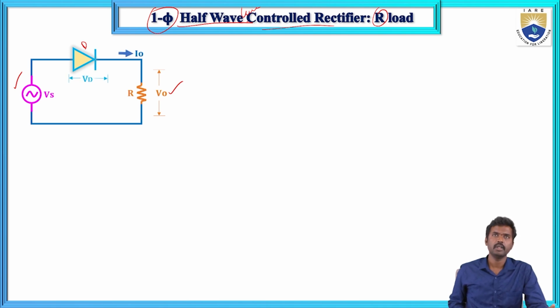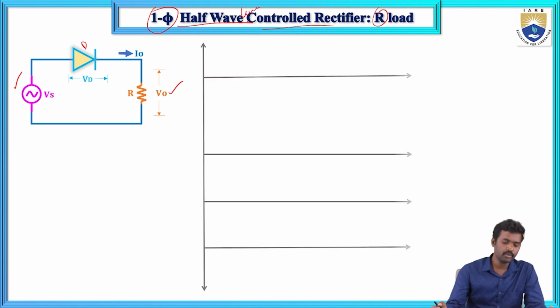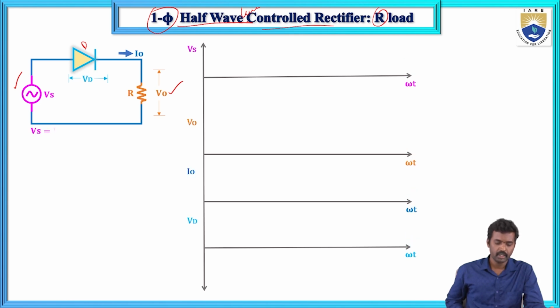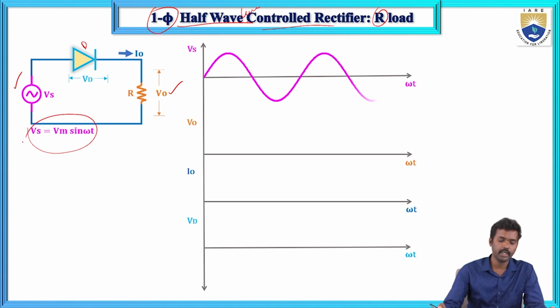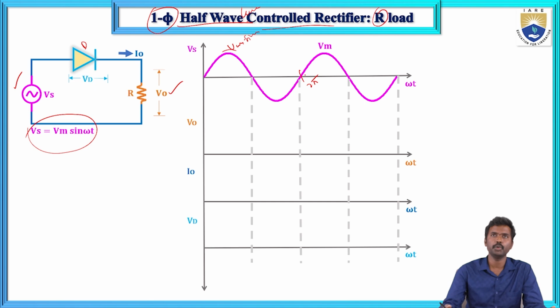Now how will the voltage waveform be? First, if you give the positive voltage supply, the supply given is Vs equals Vm sin omega t. This is the Vm sin omega t, and this is the maximum value. Here the time period goes up to 2 pi.